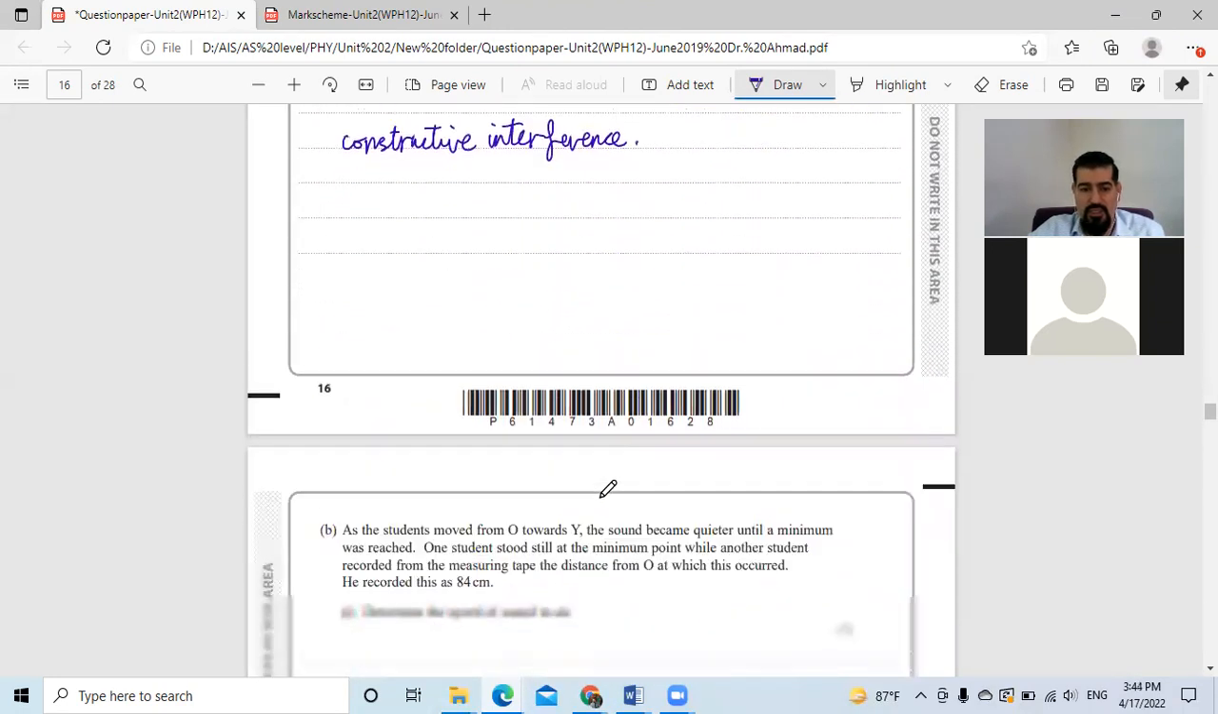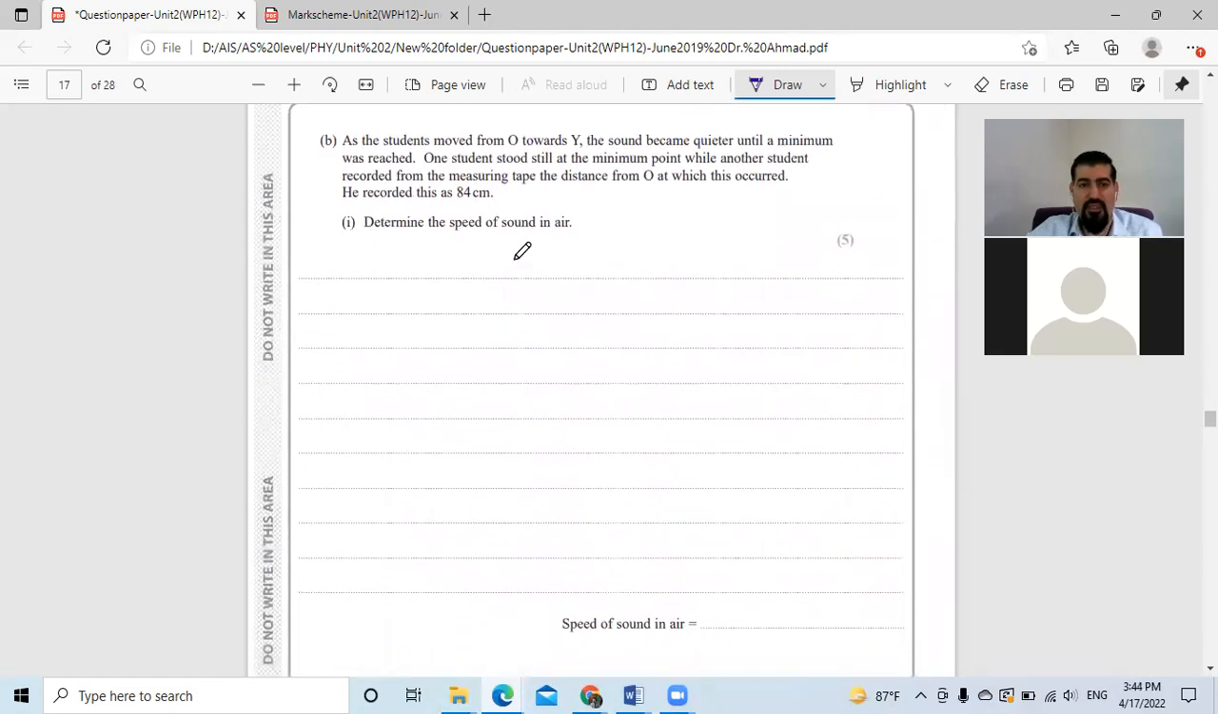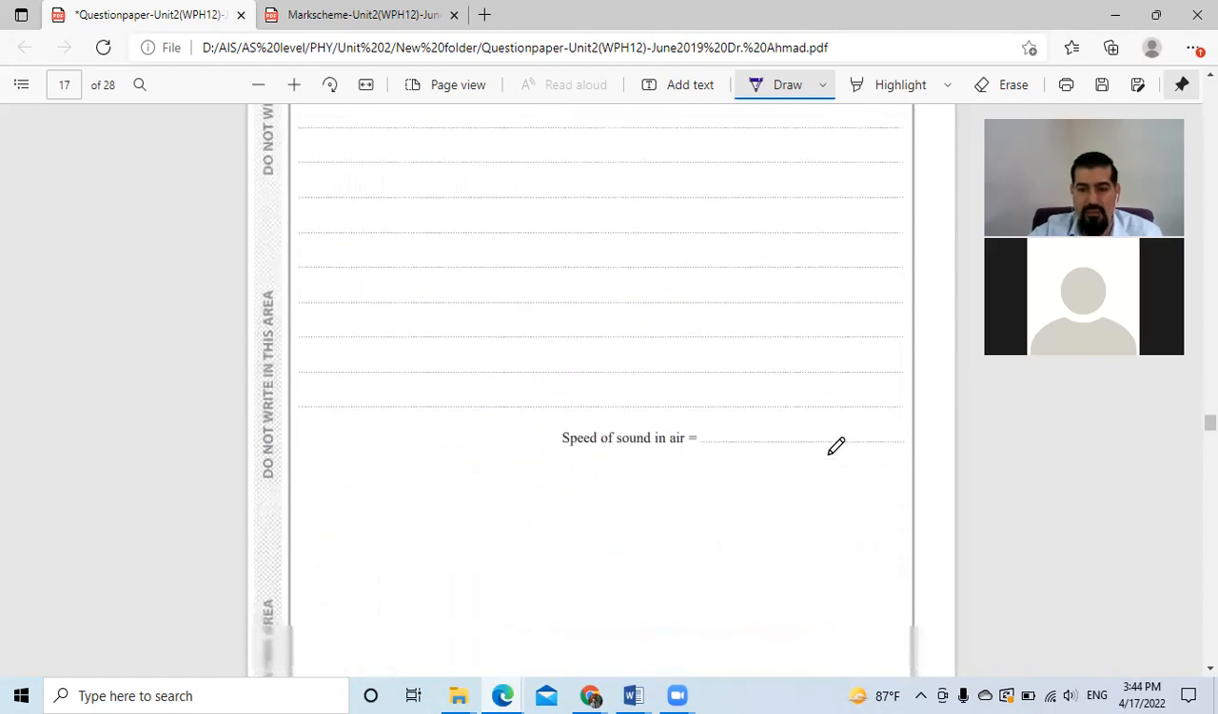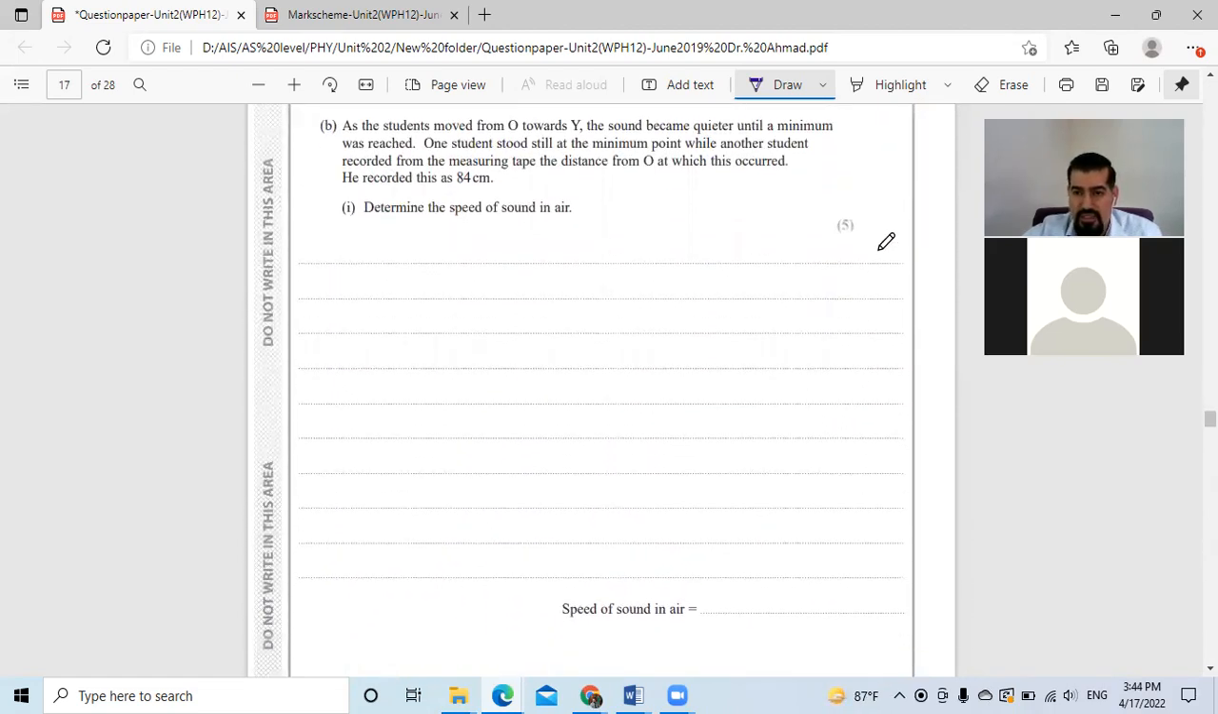What do they ask here? Look, this is a unique question actually. Part B: as the students move from O towards Y, the sound becomes quieter until a minimum is reached, the quietest sound, the first minimum. One student stood still at the minimum point while another student recorded the measurement by measuring tape. The distance from O was recorded as 0.84 meter, above or below, it doesn't matter. Determine the speed of sound. How do they ask? Look here.